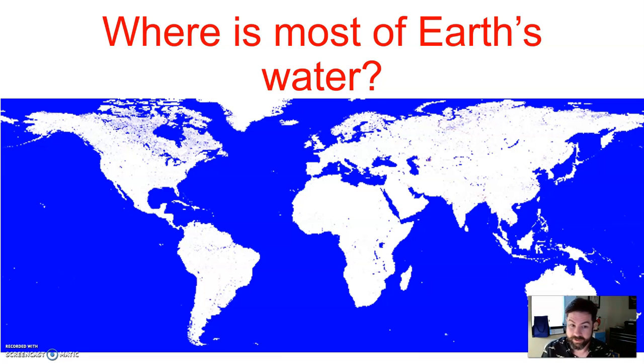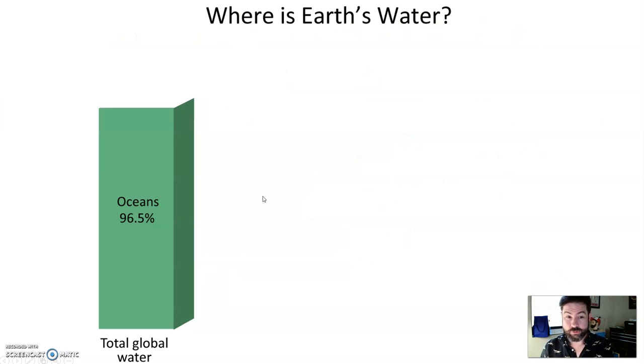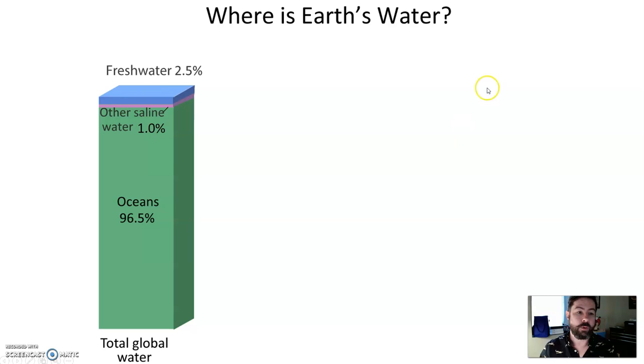The oceans. All right, the oceans. Well, do you know how much of Earth's water is located in the oceans? About 96.5% of all of Earth's water is located within the oceans. Another 1% of Earth's water is other saline water. Saline is salt water. There are some larger lakes and seas that are also salty. And then that leaves only 2.5% of Earth's water as fresh water.